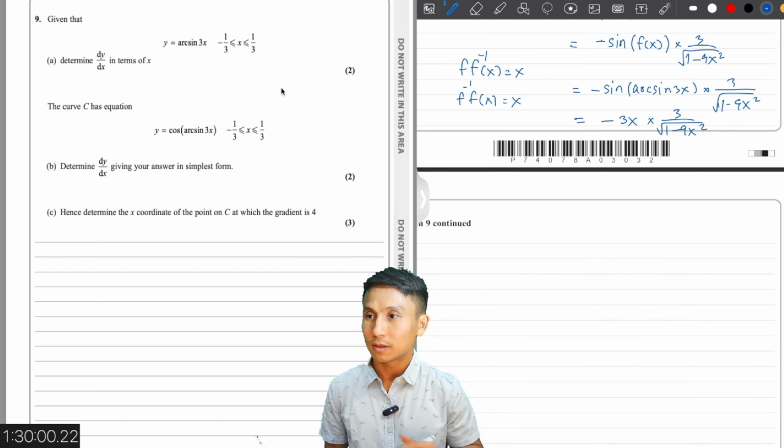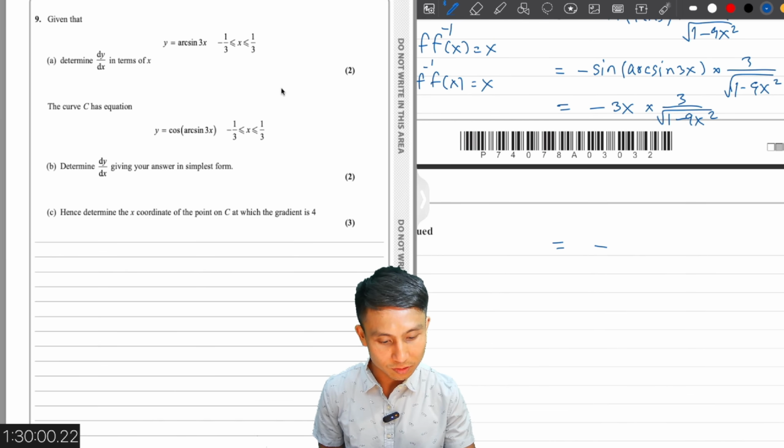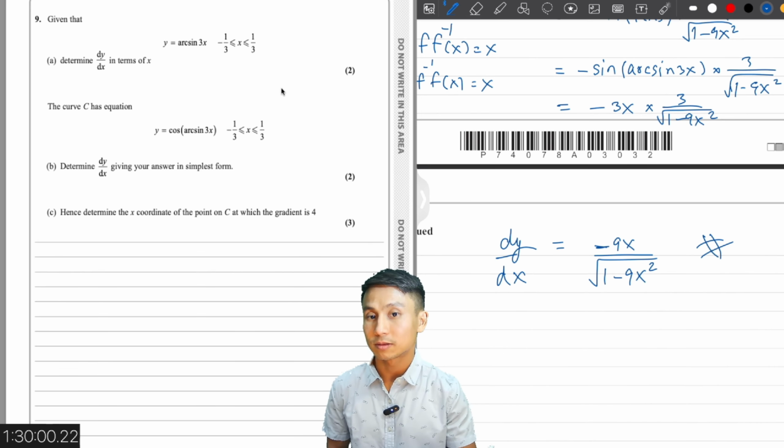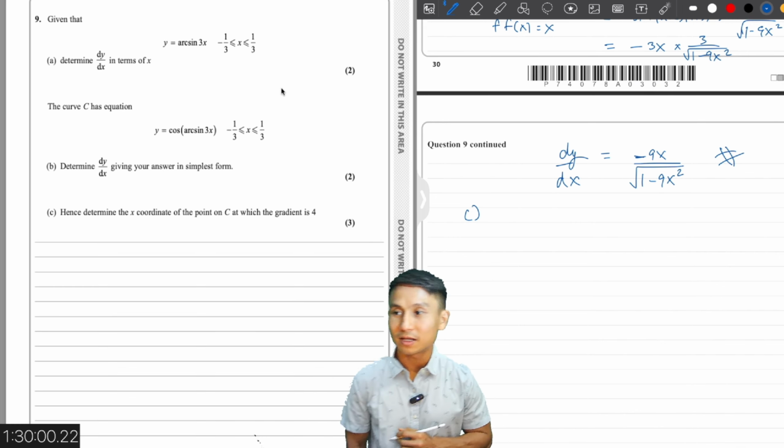Okay? And in simplest form, we're just going to multiply out. So minus 9x divided by the square root of 1 minus 9x squared, like that. Okay, for this part. If I had time, it wouldn't have been hard here.